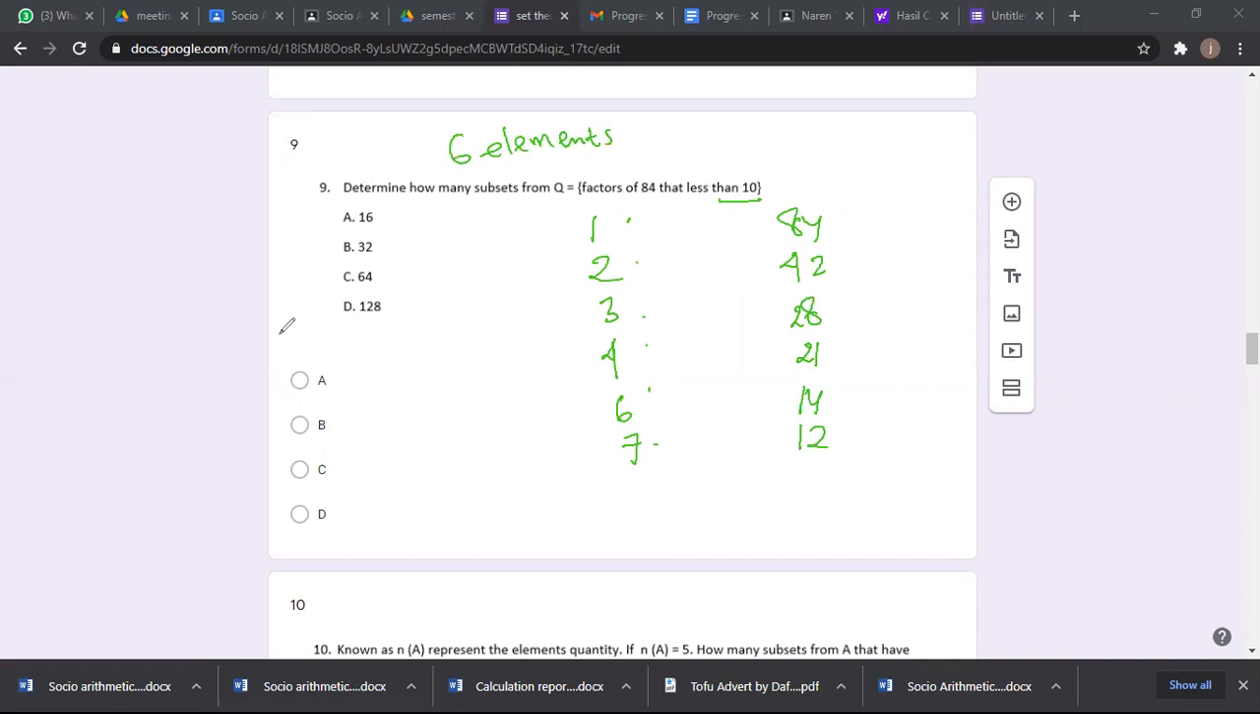And then the formula for how many subsets is 2 to the power of n. If we have 6 members, so 2 to the power of 6, and that is 64 subsets.